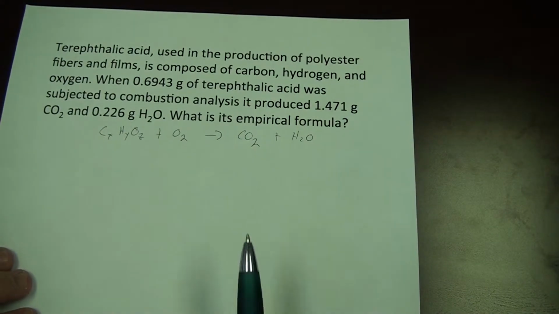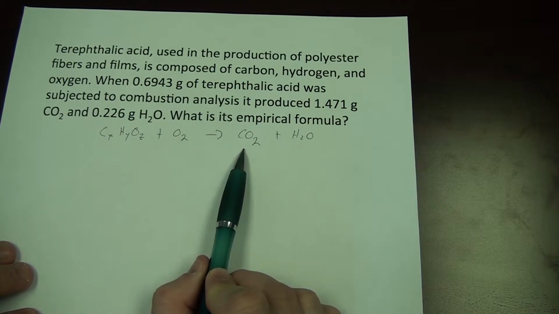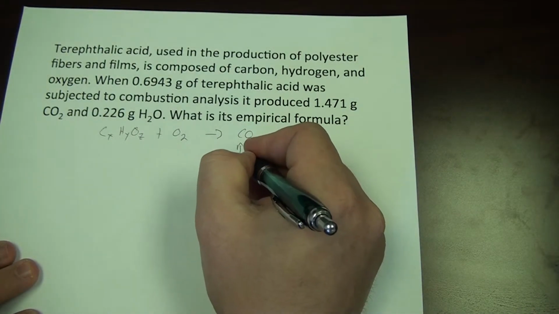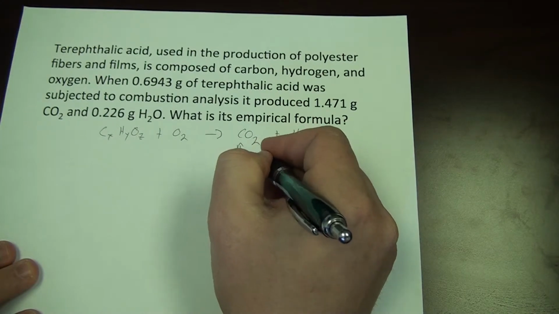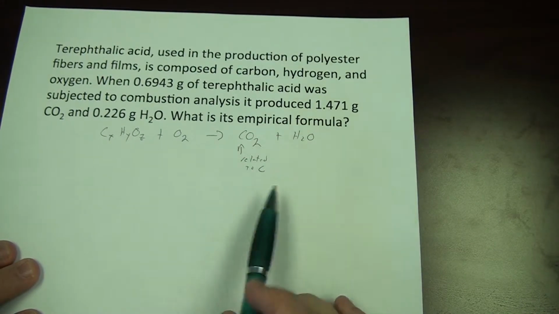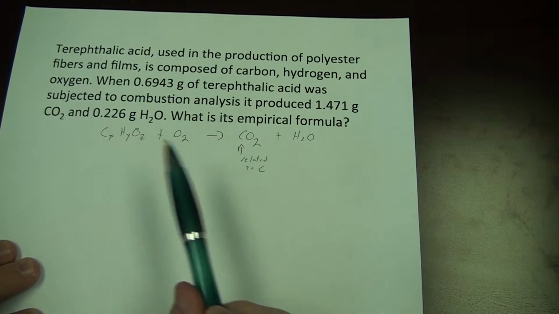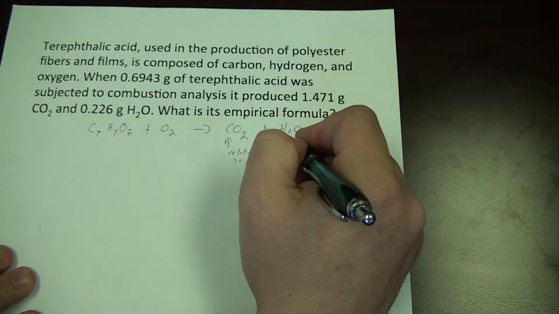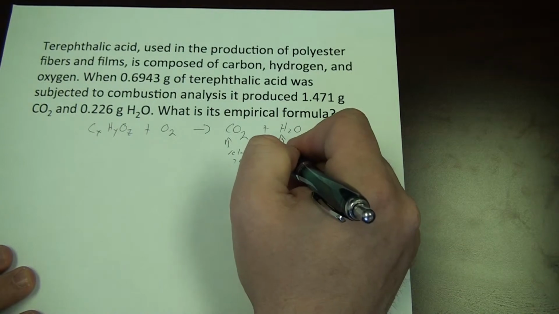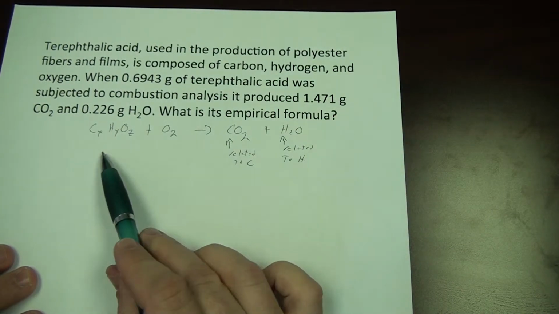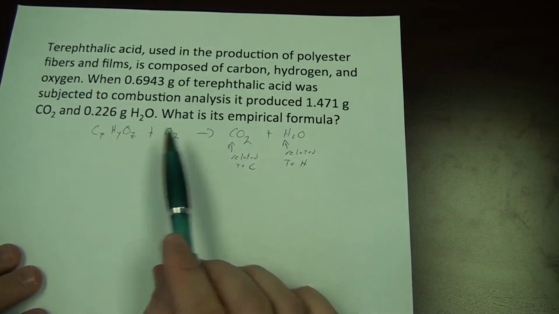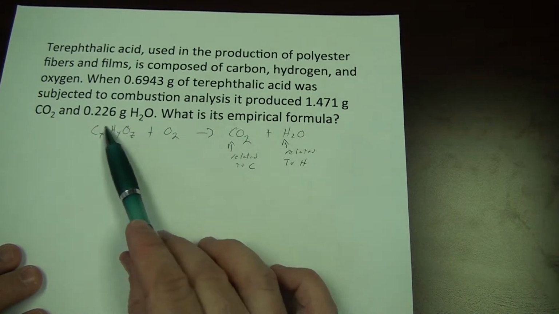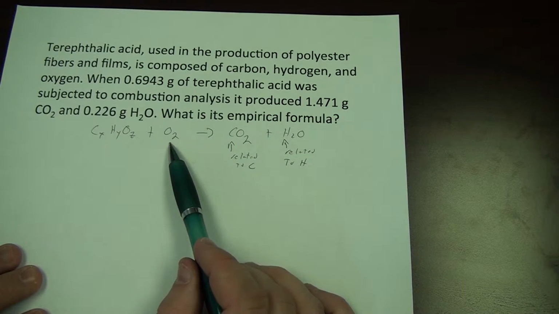Right? So the amount of carbon dioxide that's produced is going to be related to the amount of carbon that is present in here. The amount of hydrogen that's produced is going to be related to the amount of hydrogen in this original compound. Right? The oxygen is going to be related to both the compound and this oxygen here.